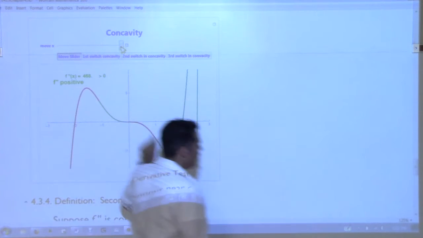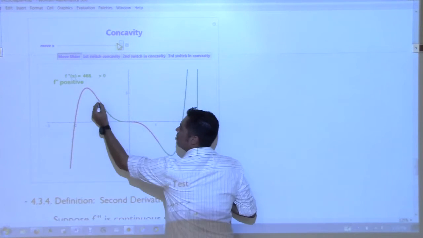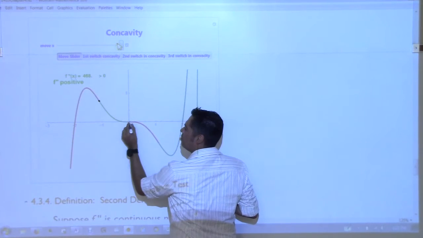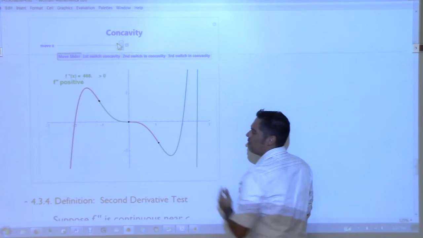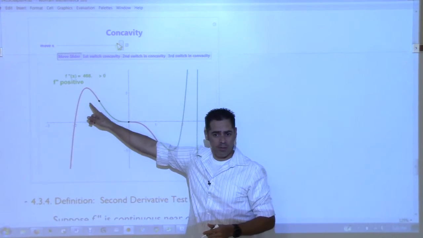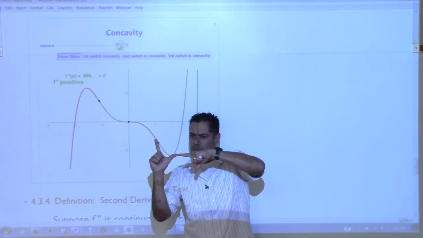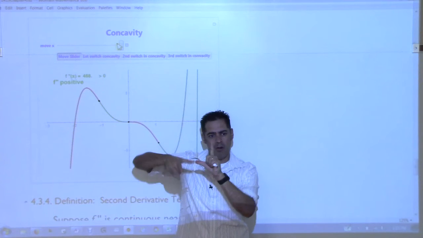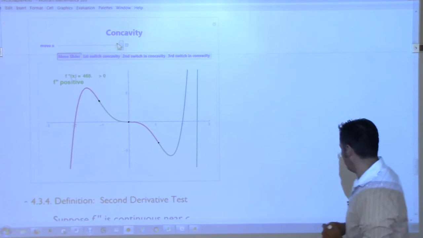So this place where we have that switch from a frown to a smile, here a smile to a frown, here a frown to a smile, those are our inflection points. Okay, so it's anywhere where part of a smile would meet a frown or the other way around. All right? Understand? Now, also, pay attention to something.